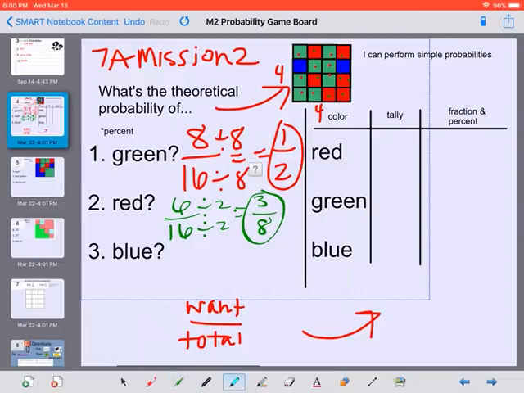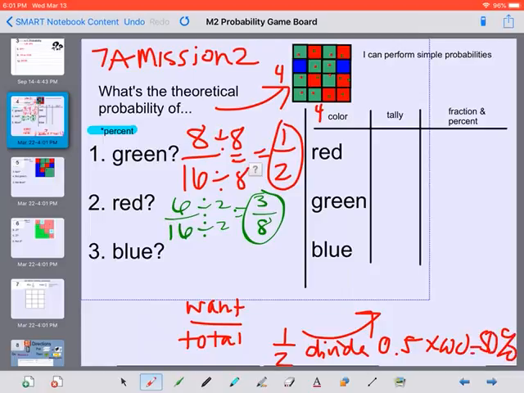I messed up here. It's asking us to write these as percents. So I'm going to go back and just write it as a percent. 1/2, if you plug into your calculator, 1 divided by 2 is 0.5 times 100. Remember, you're going from your fraction, you're dividing to get to your decimal, and then times 100 to get to your percent, which would be 50%.